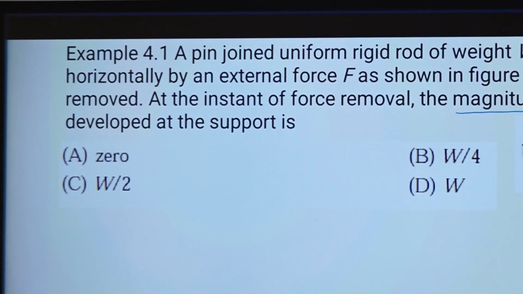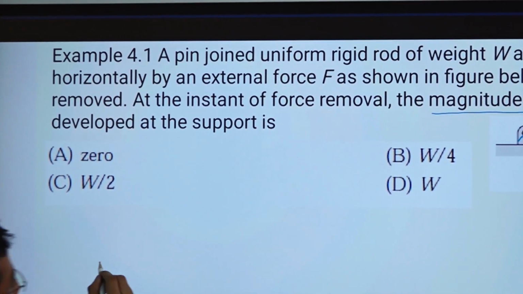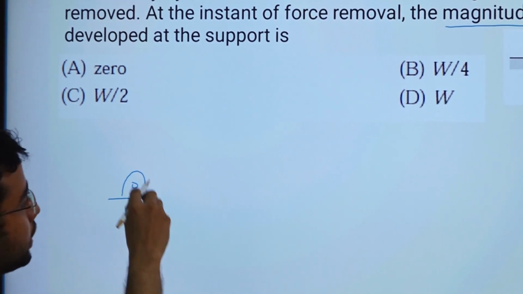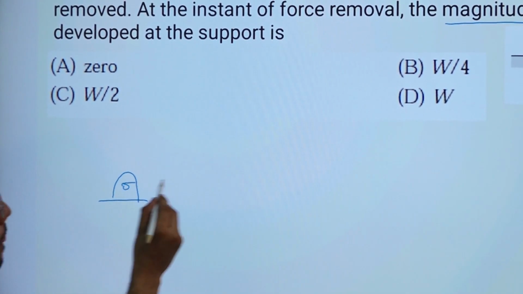So first, we are going to remove the F. We will make a free body diagram of this. This is a pin joint so that it can rotate.